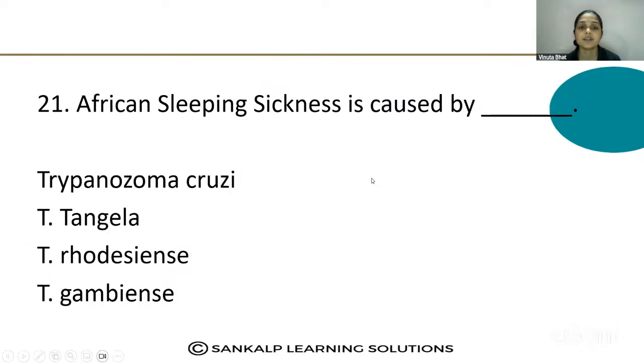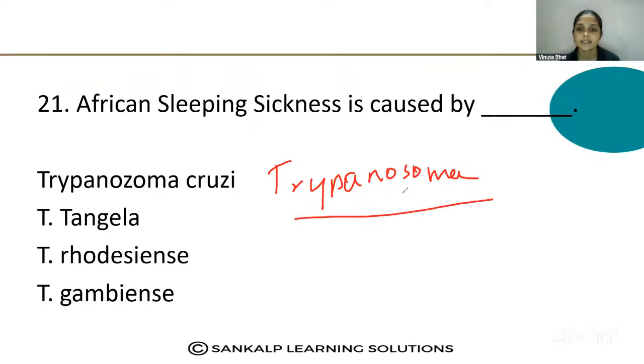Next question. African sleeping sickness is caused by Trypanosoma cruzi, T. tangella, rhodescens, or gambescens. Here, the spelling should be like this: Trypanosoma. Okay, not soma. It is Trypanosoma.